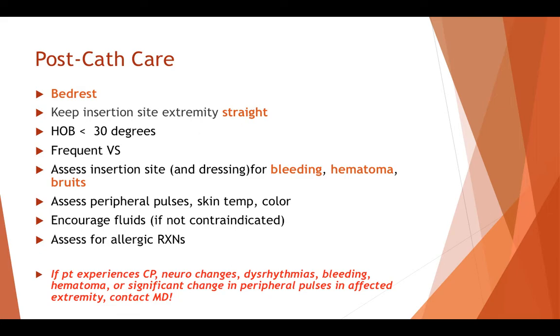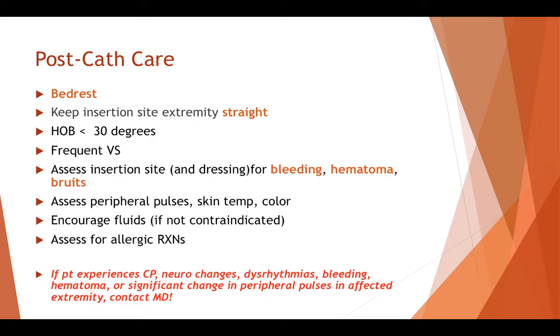We're really going to assess the site and the dressing for any signs of bleeding, hematoma, or bruise. We do not want to see hematoma or bruise, and we're going to especially assess their pulses, skin temperature, and color to assess for perfusion. We're going to encourage fluids to help flush out that dye. We really want to look at their peripheral vascular status.